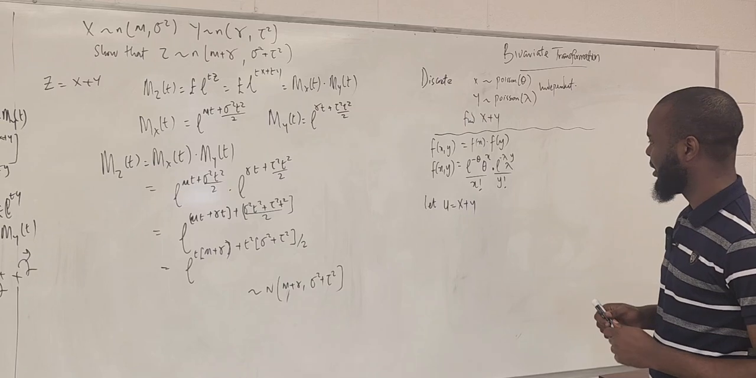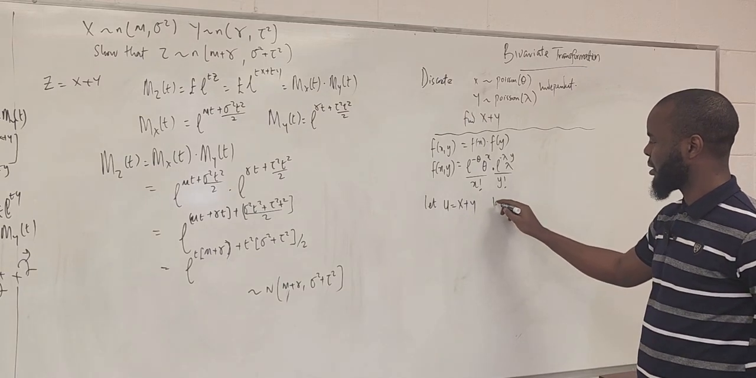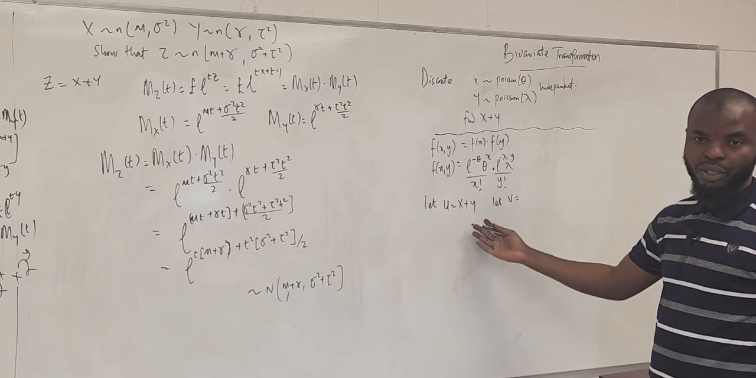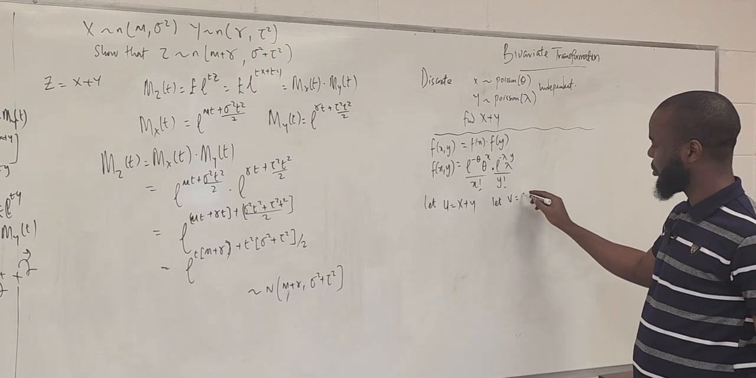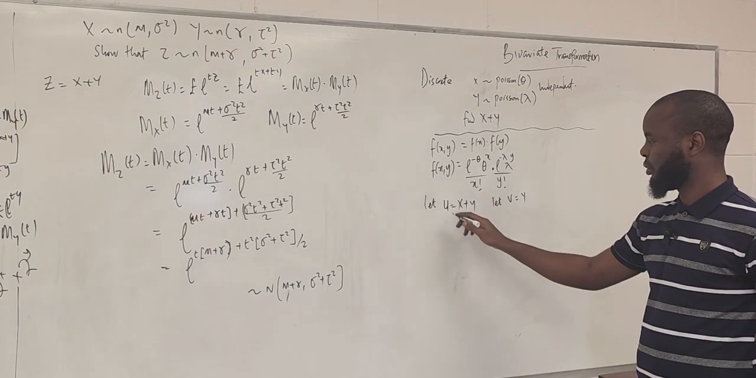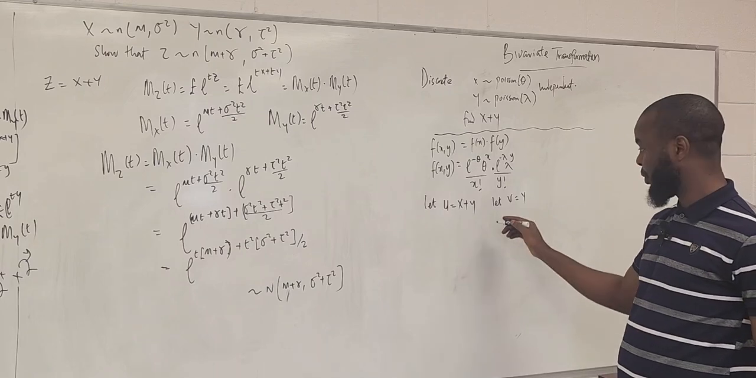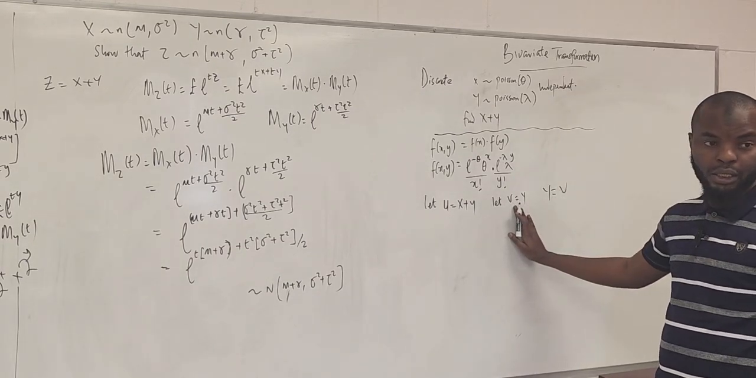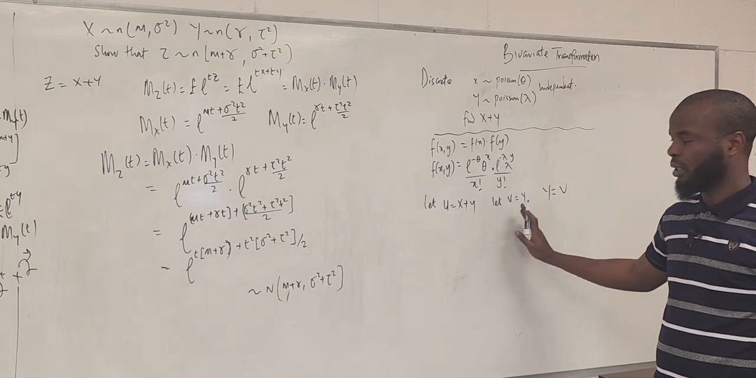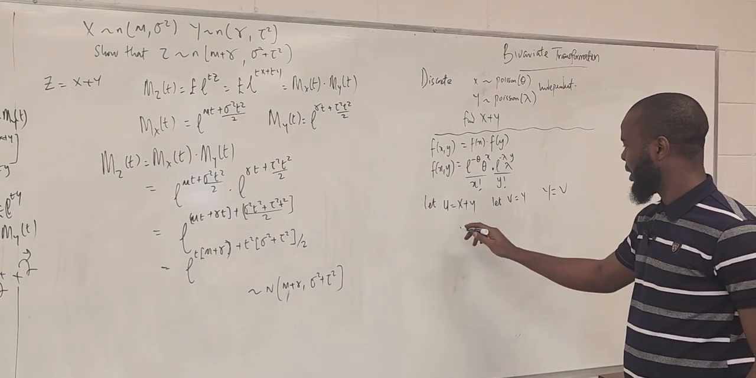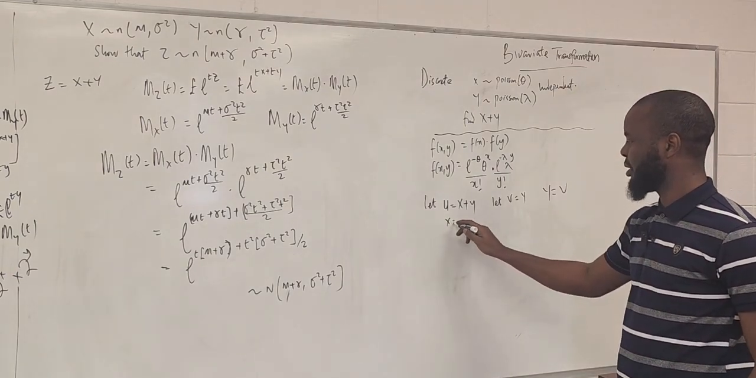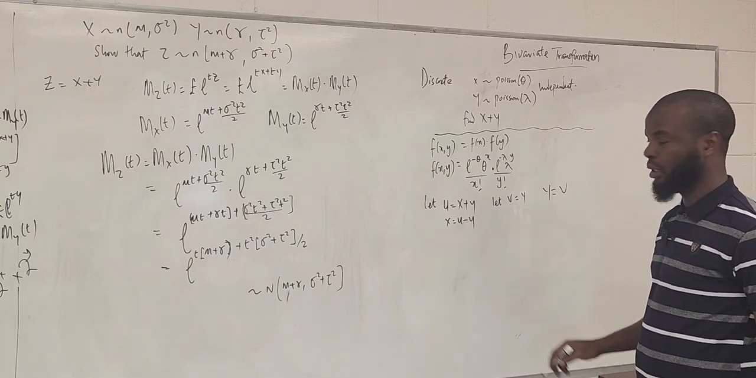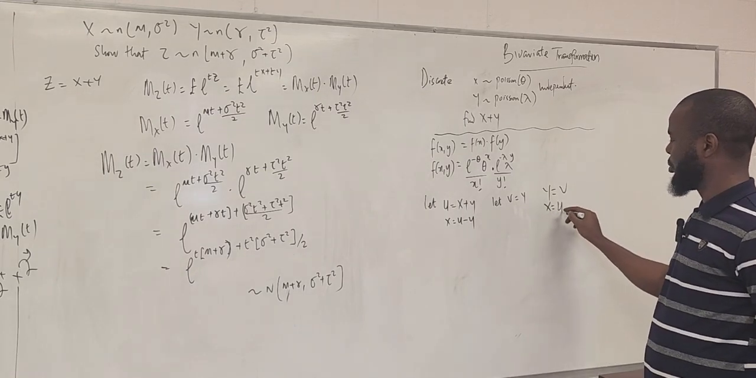Now, let's do it. Let u be this, and you can say v is x or v is y, either way. So let v be y. Y equals v from here. Right? Now, what is x? X is u minus y. That means x is u minus v.